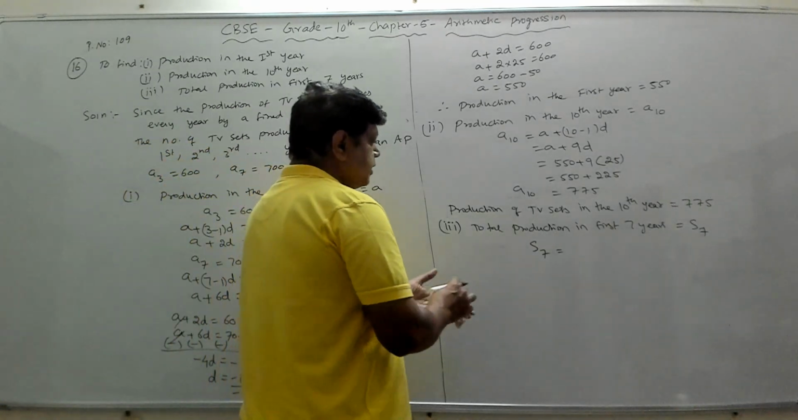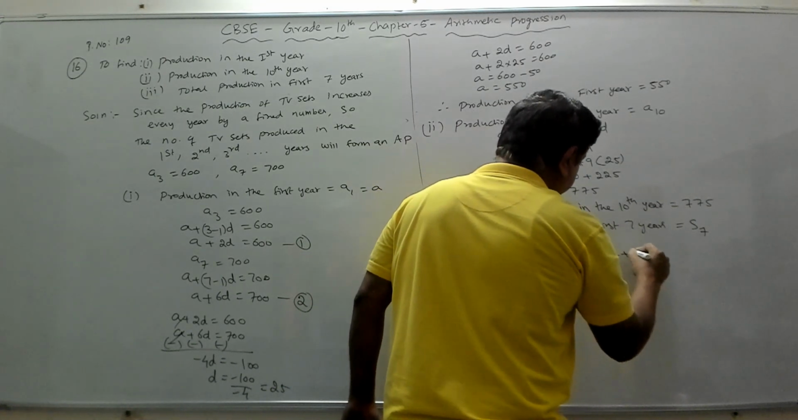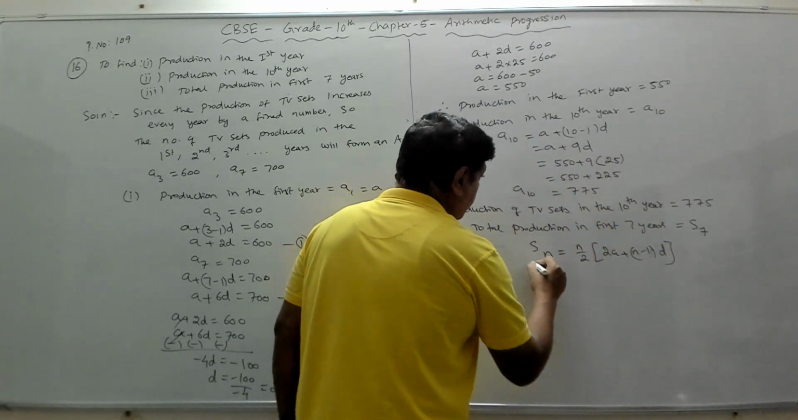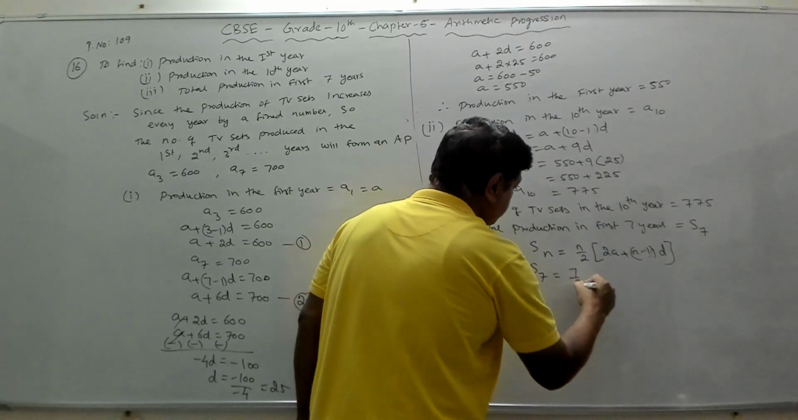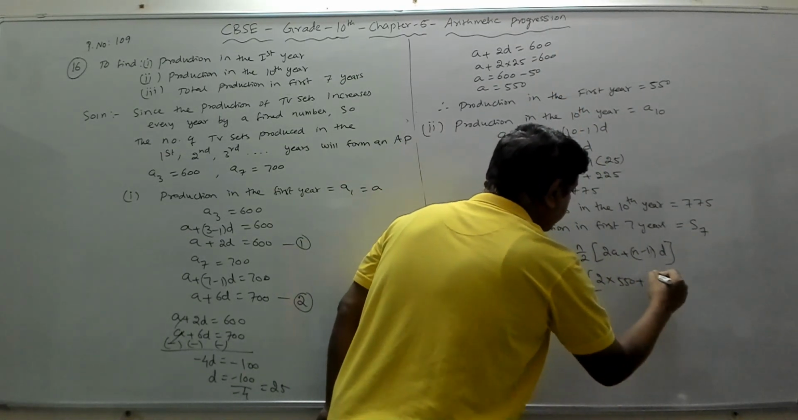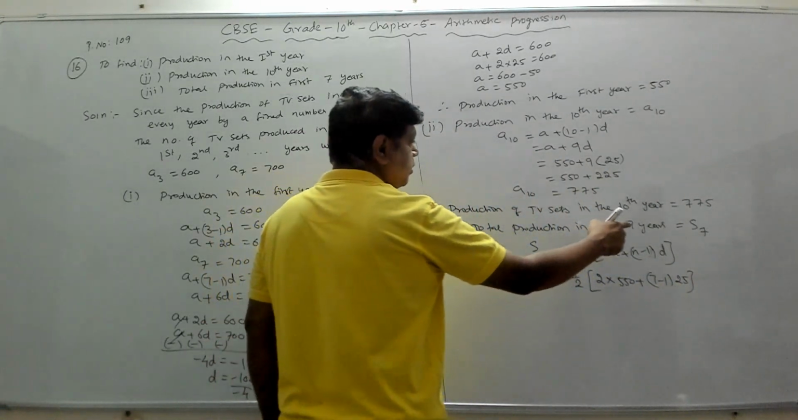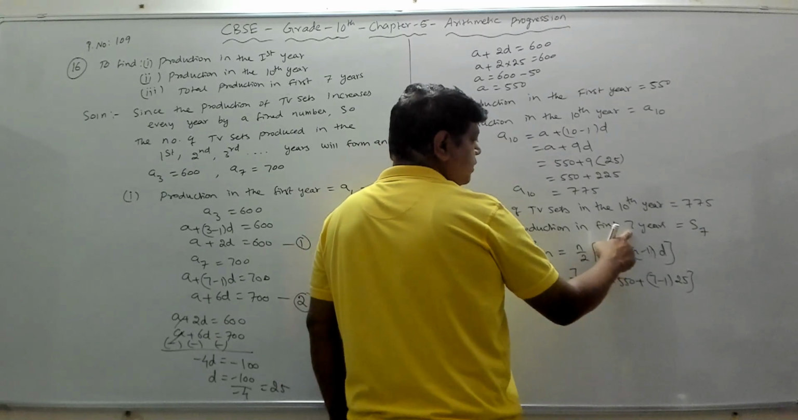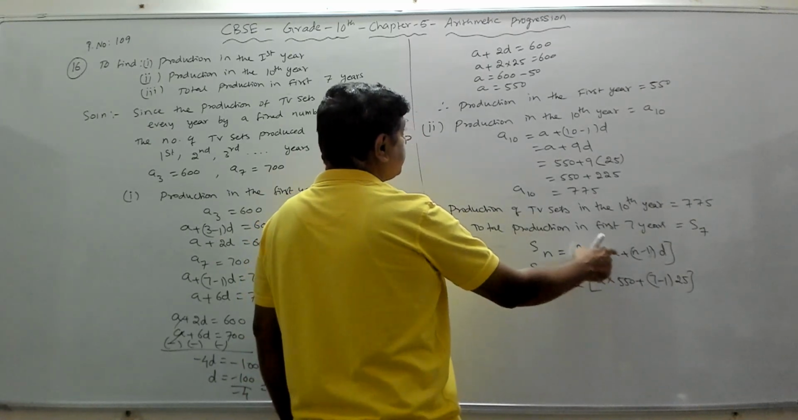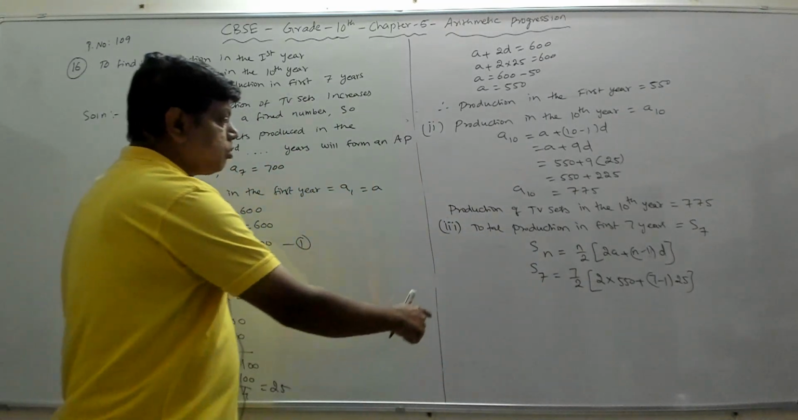So we will use the Sn formula. I am writing the general formula: n by 2 into (2A plus (n minus 1) into D). Now we have to find S7. So S7 will be 7 by 2 into (2 into A, where A is 550, plus (7 minus 1) into D, where D is 25). I am substituting n as 7 because we need the total production for the first 7 years. Wherever n is there, I put 7, A is 550 and D is 25, which we found.